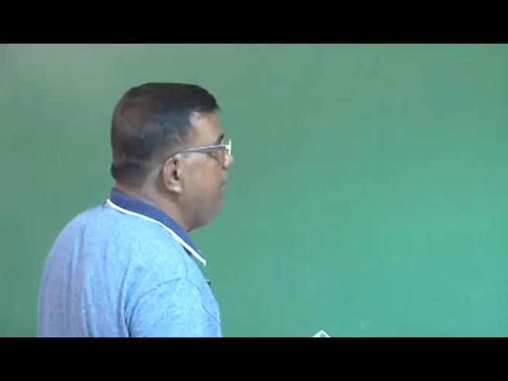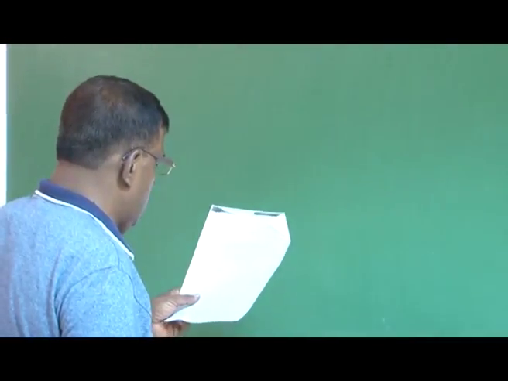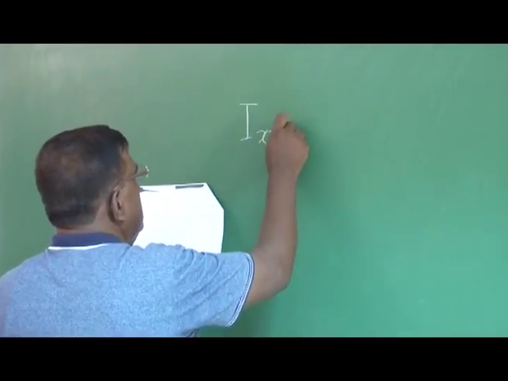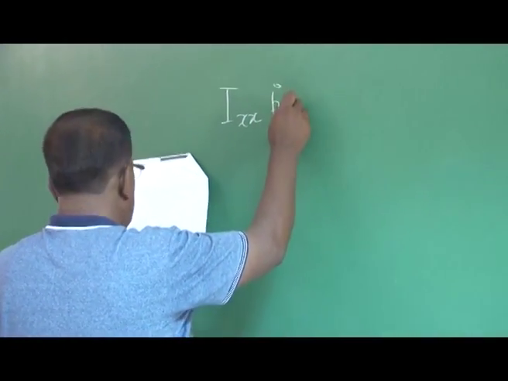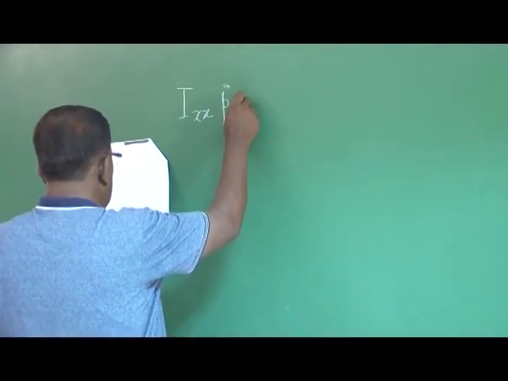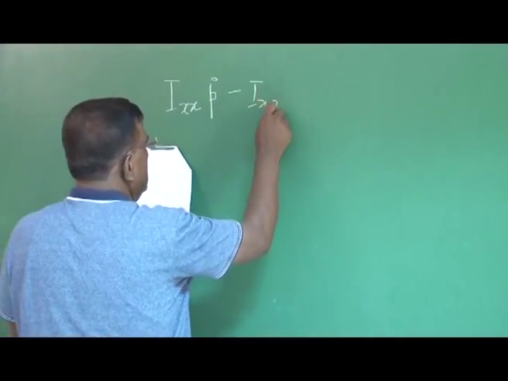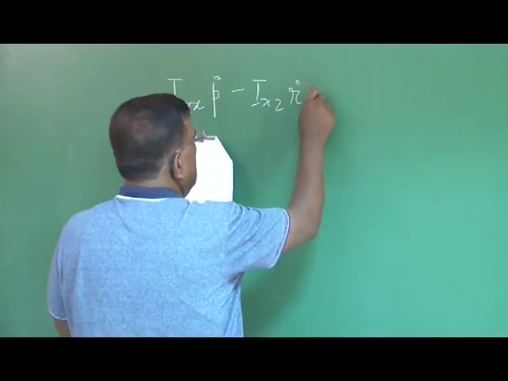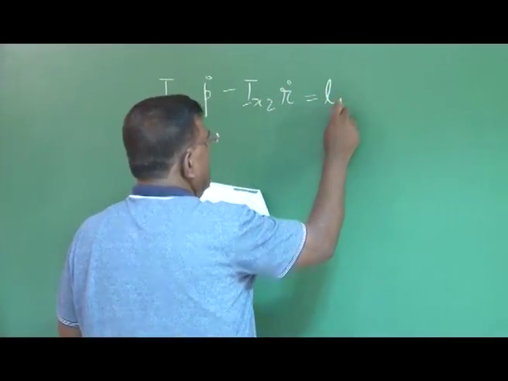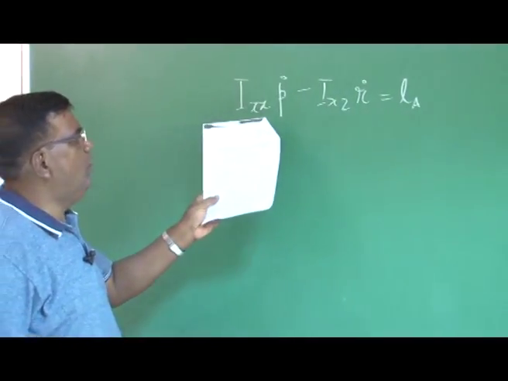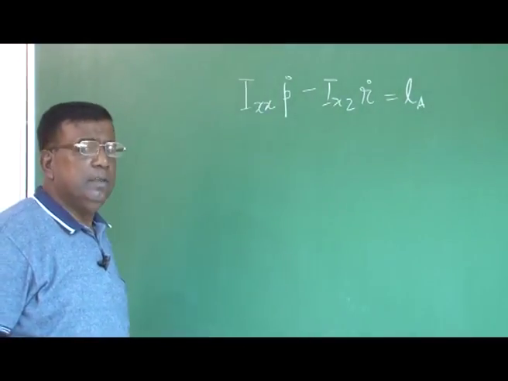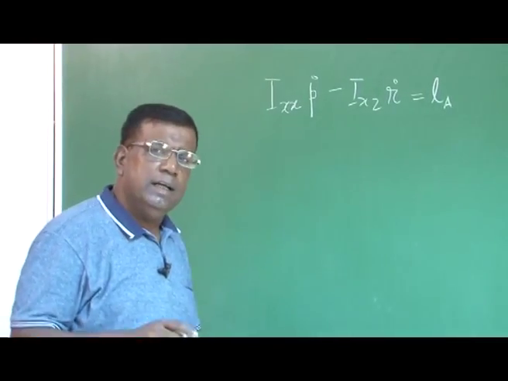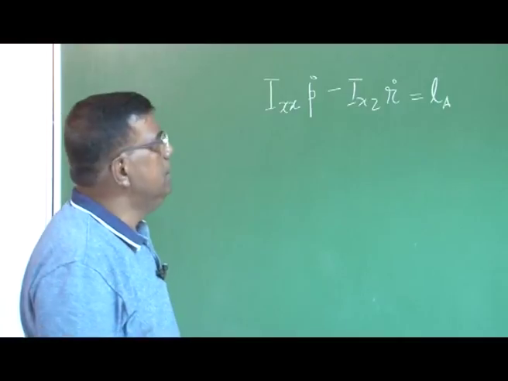If I try to derive the second equation, we start with the equation Ixx p dot, this is the perturbed equation, minus Ixz r dot equal to LA. What are this P and R? They are the perturbed rates, right? And LA is the rolling moment. Rolling moment means about the x-axis, body x-axis.